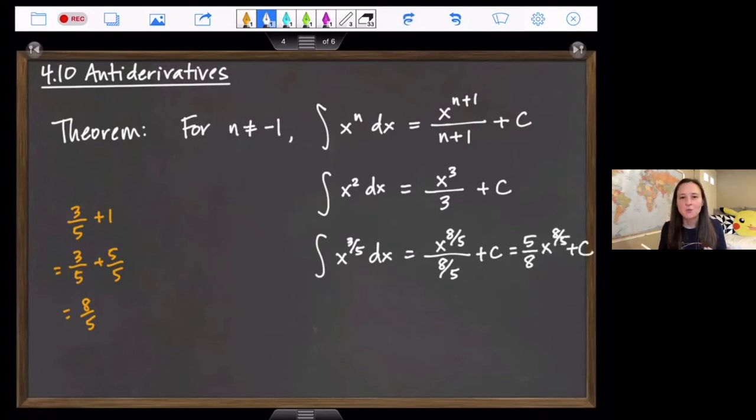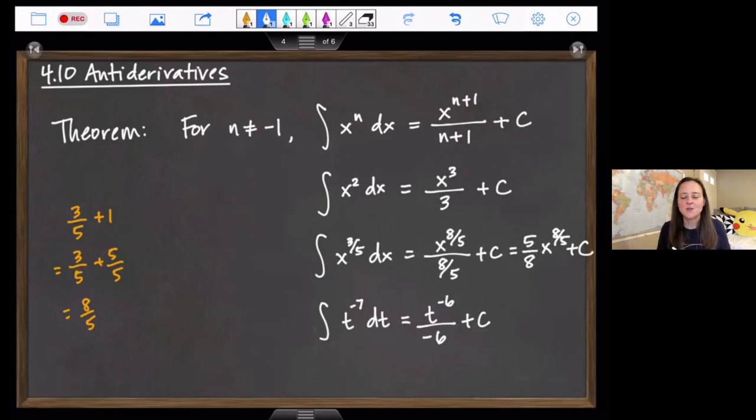This backwards power rule works for negative exponents as well. We could have something to the negative 7th power. Let's change the variable up. Let's do t. So t to the negative 7th. We know if we change the variable, that's going to change the notation over here, just kind of getting used to that. This says to add 1 to the exponent. So I'm going to take t, adding 1 to the exponent, negative 7 plus 1, that's going to actually be negative 6, right? So t to the negative 6 divided by negative 6 plus c.